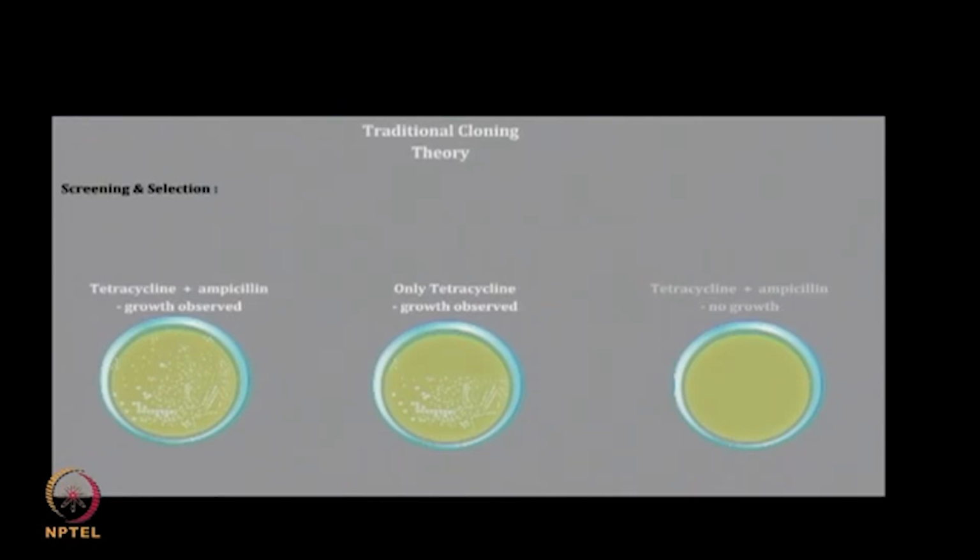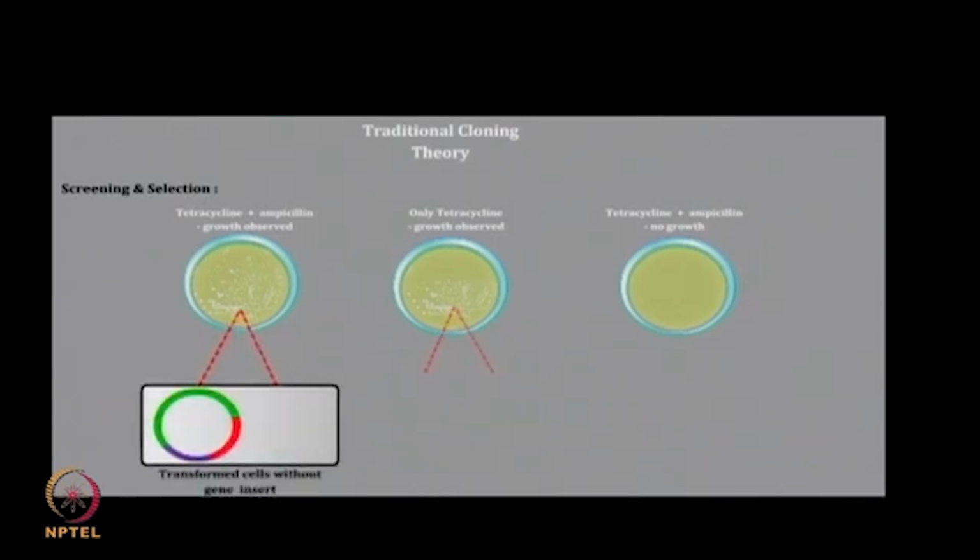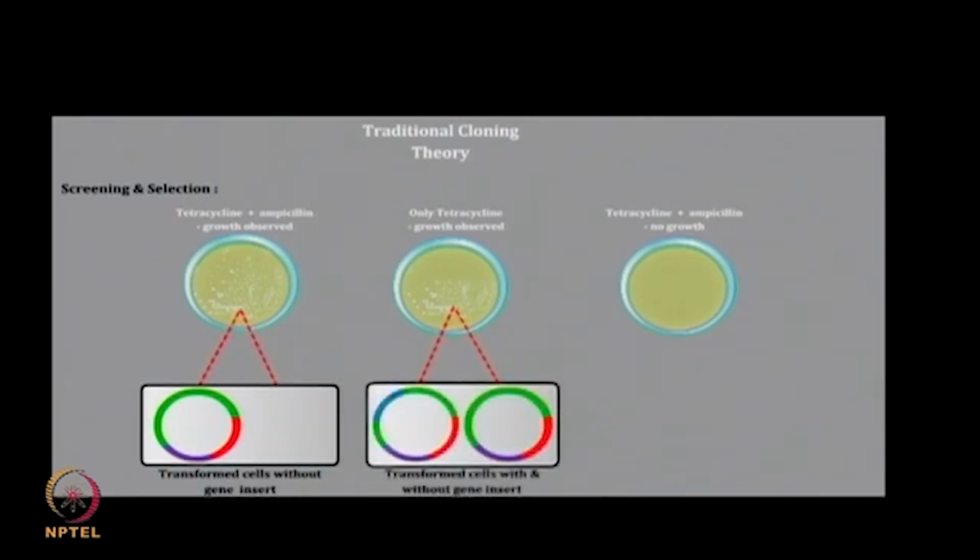Those cells that do not grow in the presence of antibiotics have not taken up any plasmid and therefore, do not have resistance to the antibiotics. The comparison of colonies grown in the presence of both antibiotics and in the presence of only tetracycline will reveal those that have taken up the gene insert by a technique known as replica plating.